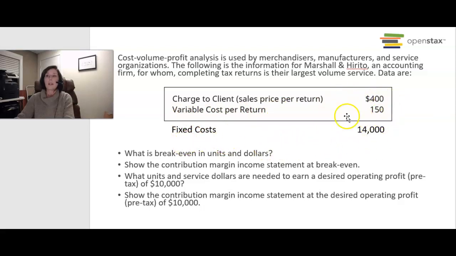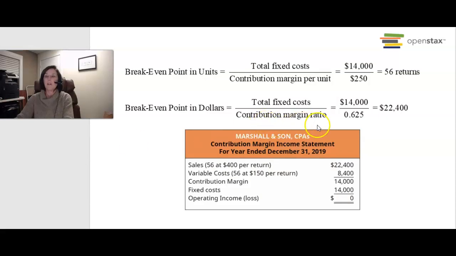So again, just because this isn't a tangible physical product they're selling doesn't mean that the same analysis that we've talked about with the bird baths doesn't apply. They can do the very same calculation to figure out how many returns they need to do in order to break even in terms of dollars, in terms of number of returns. And then if they want to start achieving operating profit, both pre and post-tax, they can also, again, drop those numbers in the very same way.